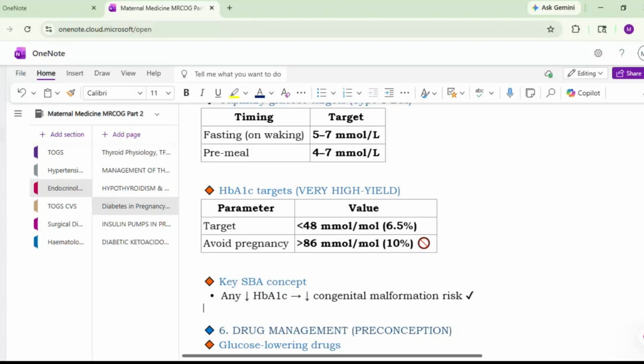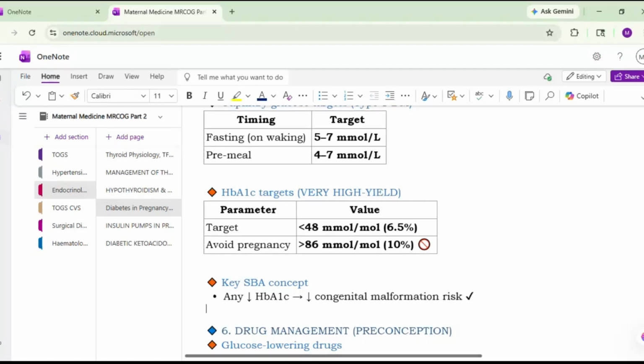So the preconceptual targets for blood glucose in diabetic patients: fasting will be between 5 to 7, pre-meal will be between 4 to 7.